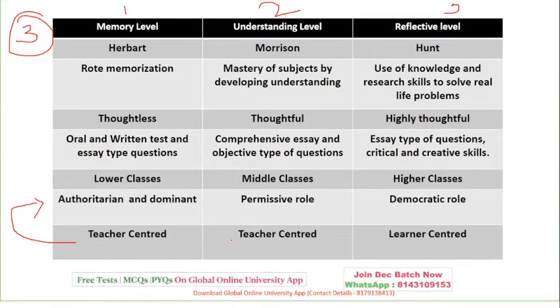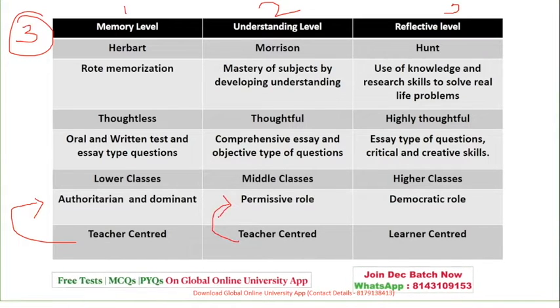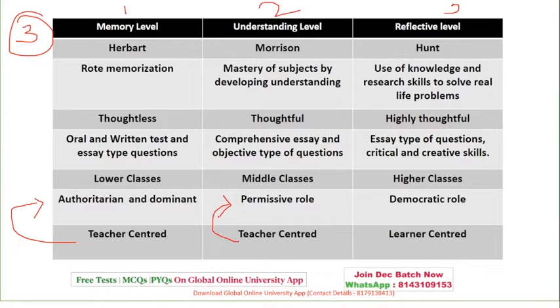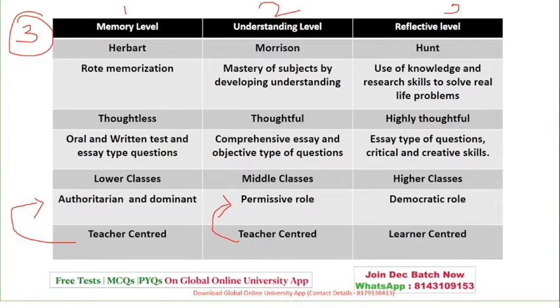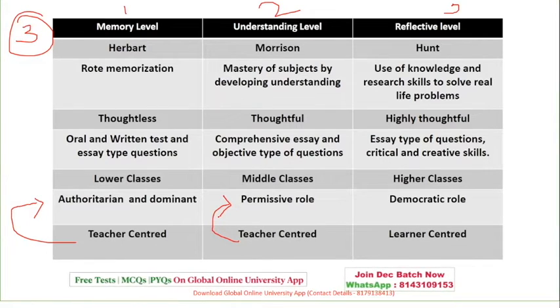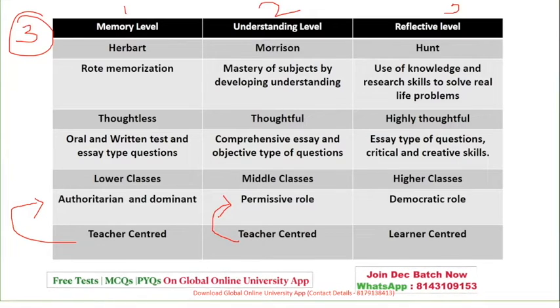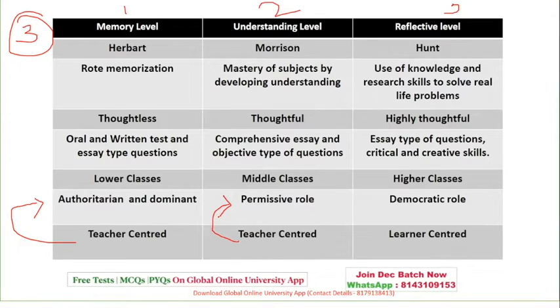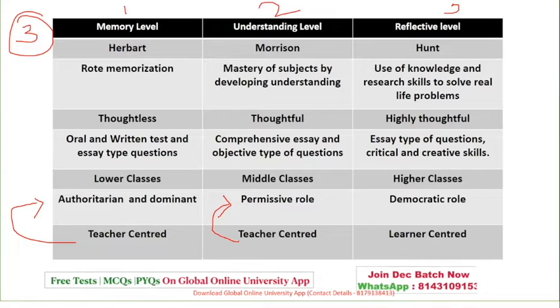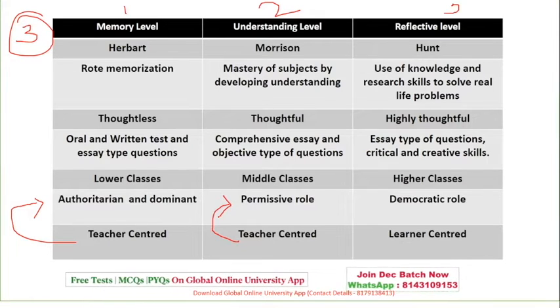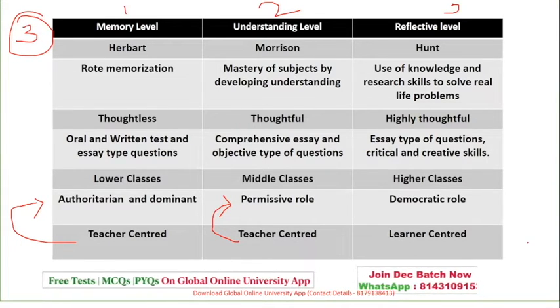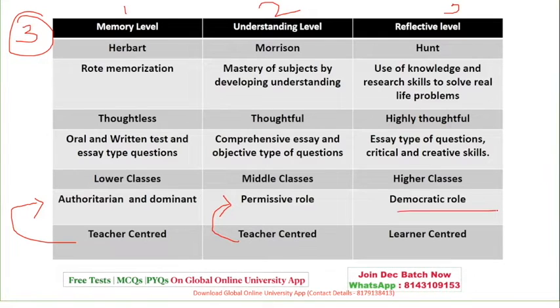Understanding level, though it is teacher centered, is permissive. Permissive means allowing the child to do certain things, but only with prior permission or with the help of the teacher's guidance or support. The reflective level is completely learner centered, where the learner plays a democratic role.